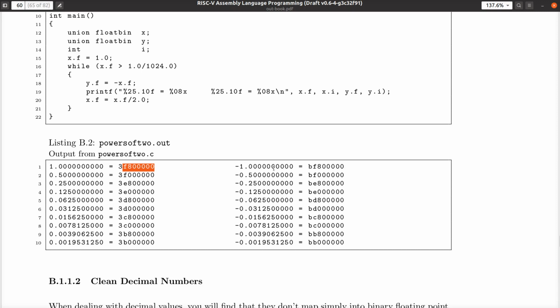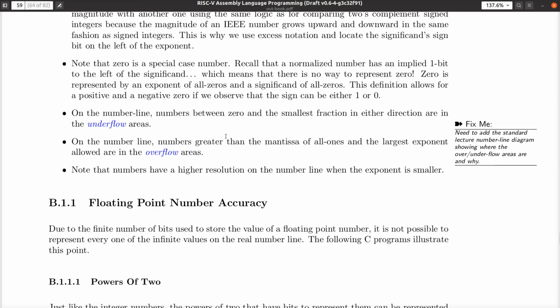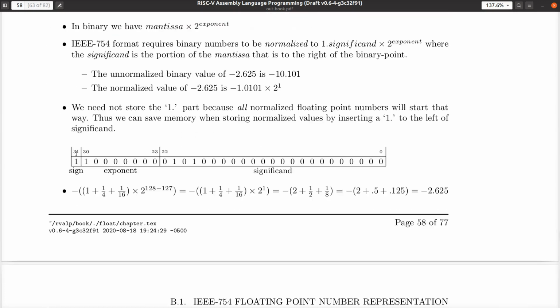And a negative version of the same value is BF8000000. What's the difference between B and 3? In binary, the 3 is a 0011. A B is a 1011. So the only difference between this value here and this value over there is that the most significant bit in this one is a 0, and the most significant bit in this one over here is a 1. Exactly as shown in the diagram right up here.